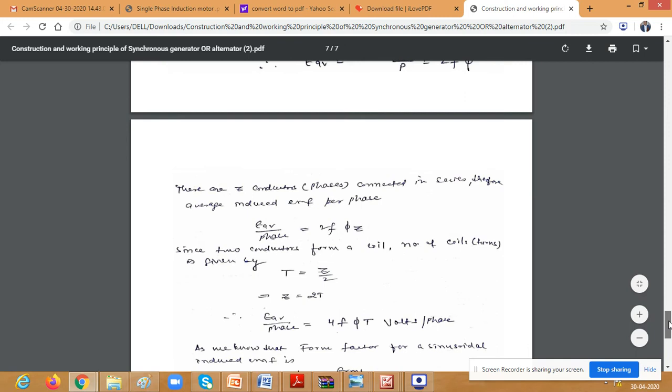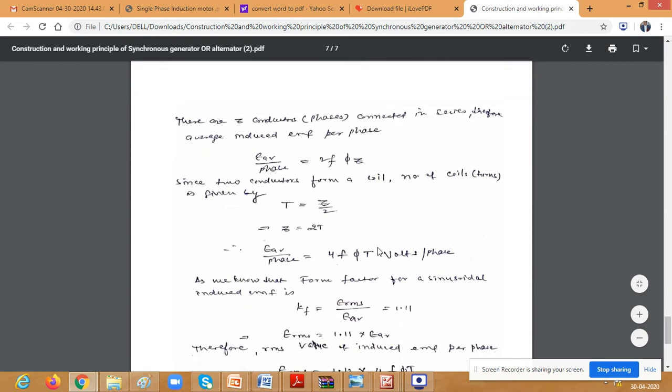Suppose there are Z conductors connected in series per phase, for the three phase. Therefore, the average induced EMF per phase is given by 2f phi multiplied by Z. Since two conductors form a coil, the number of coils, or turns, is T equal to Z by 2. Putting the value of Z in this equation, we get 4f phi T volt per phase.